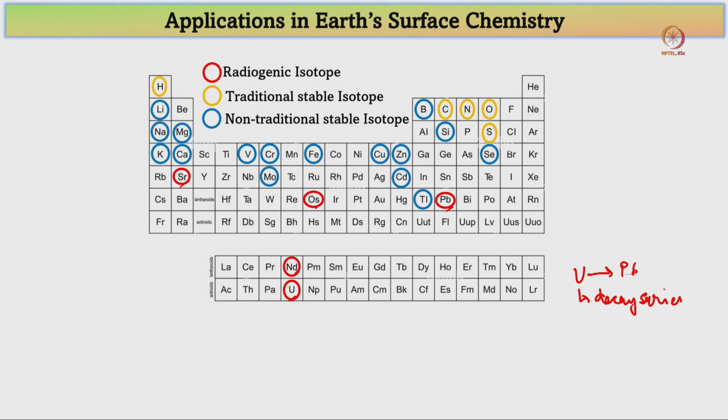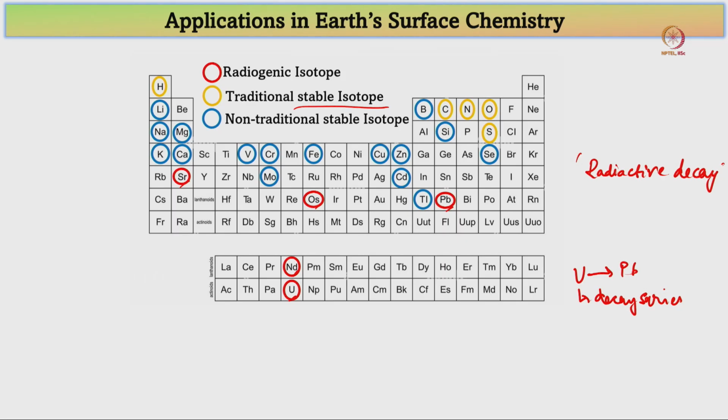Then there is another isotope system called the traditional stable isotopes, and stable isotopes and radiogenic isotopes are absolutely different. Radiogenic isotopes are formed mostly due to radiogenic decay, this entire phenomenon of radioactive decay. But in stable isotope geochemistry, no such radioactive decay is happening. They are all stable isotopes.